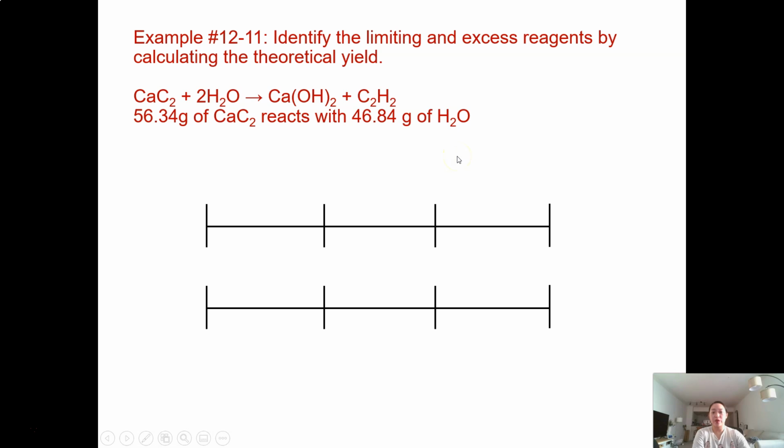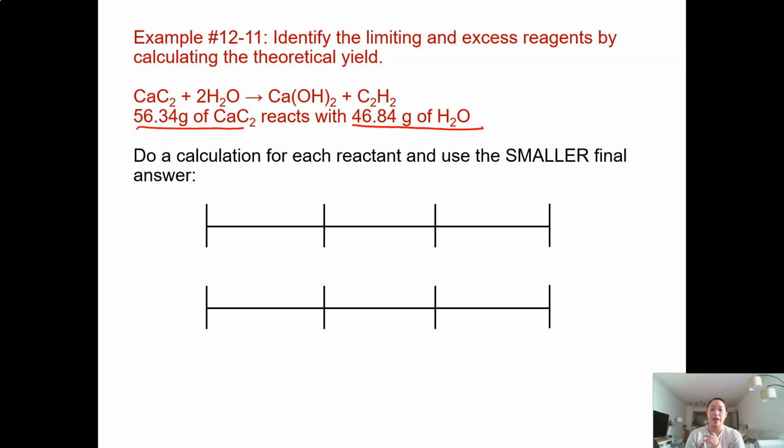Now, in order to figure out which one is my limiting and which one is my excess reagent, I have to do two calculations. And whenever you see me give you two pieces of information like this, you know that you have to have two different calculations. So that's just a clue of how many calculations you should have when you do your work. All right, let's start with the calculation. I want to do a calculation for each reactant and then use the smaller final answer to answer my question of which one is limiting and which one is excess reagent.